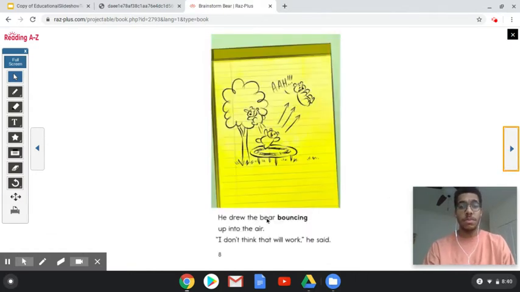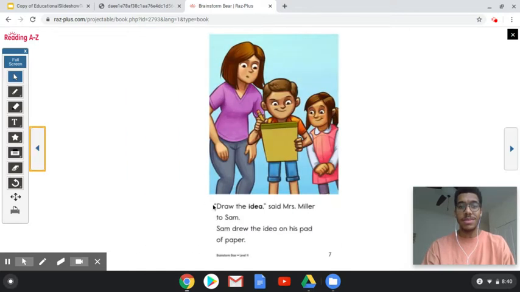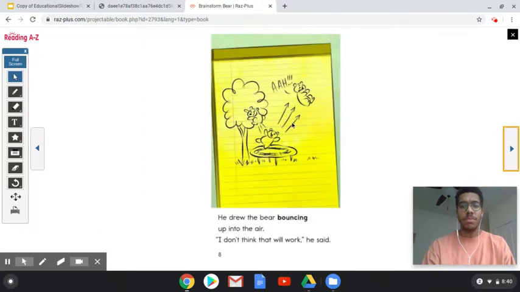He drew the bear bouncing up into the air. "I don't think that will work," he said. So I just learned that he doesn't think this will work. This was the plan that they discussed on this page. But Sam didn't think the plan would work. He looked at the drawing and saw the bear flying high, and the bear could get hurt. So this is not a big event in the story.